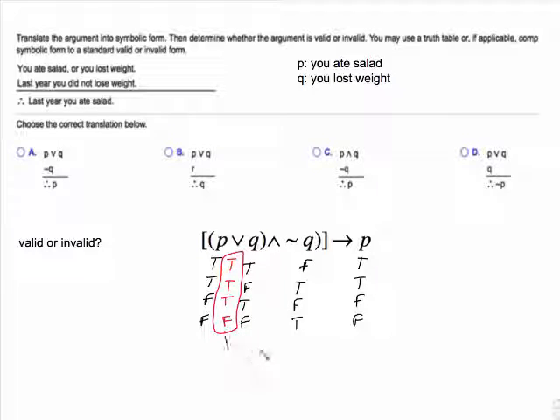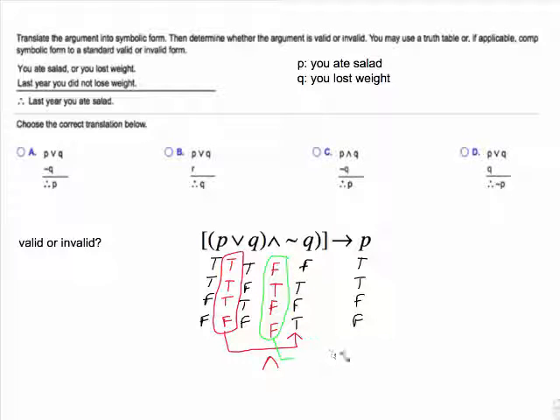We're putting that together with this using and. And the only time an and statement is true is if both simple statements are true. So true, true would be true. The rest of those will be false. That is my answer column for the big bracket.